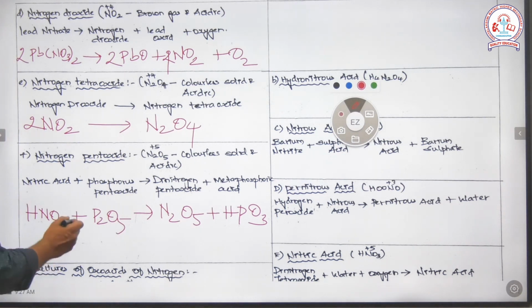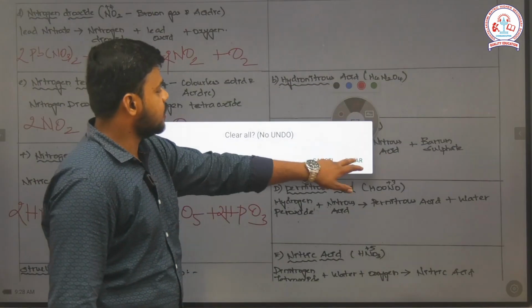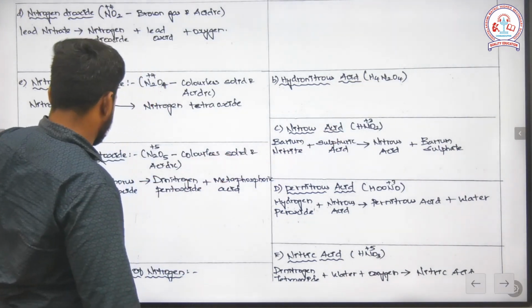So let's balance. Phosphorus is 2, nitrogen is 2, so I'll make it 2. Hydrogen becomes 2, there also it is 2. Oxygen we need to check: 6 plus 5 is 11, 5 plus 6 is 11, so the equation is balanced. Then the next one includes the structure of these oxides of nitrogen.